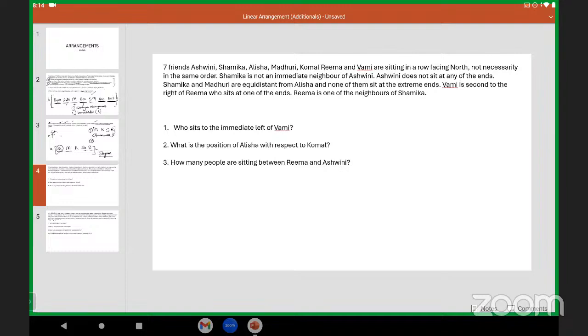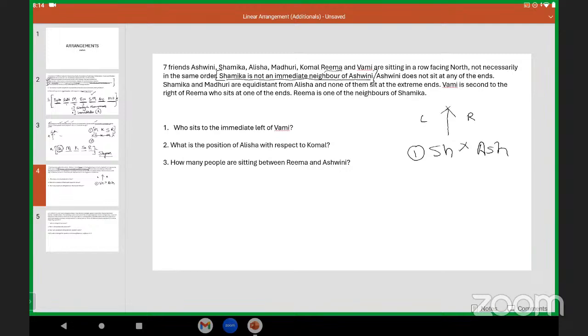So in this set, there are seven friends: Alisha, Shamika, Ashwini, Madhuri, Komal, Reema, and Vami, sitting in a row facing north, not necessarily in the same order. Okay, so row facing north, that is left over here, right over here. So here the data starts. Point one: Shamika is not an immediate neighbor of Ashwini.